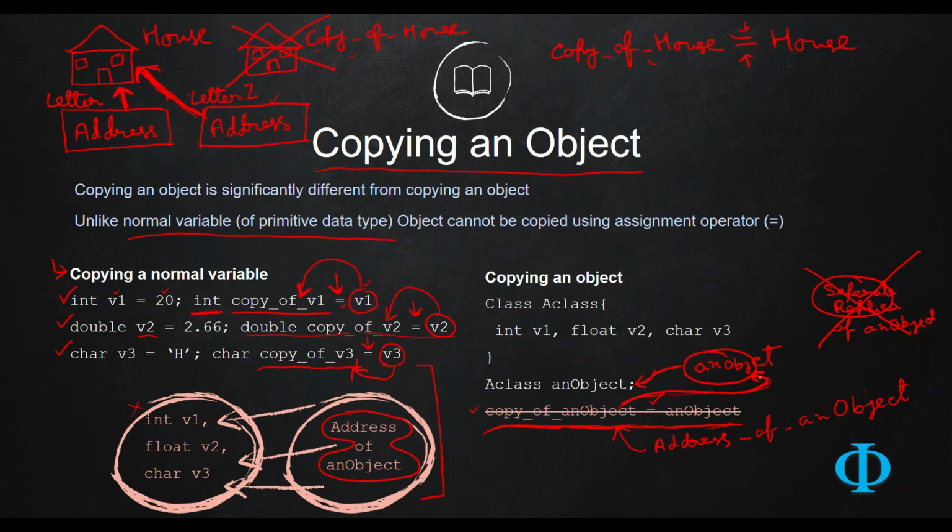So once again, with a normal variable of primitive data type, if you use the assignment operator, it creates an entirely new variable and copies the content of the previous variable into that new variable. But when you use this assignment symbol to copy an object, it does not make a separate replica of the object. Rather, it just copies the address of the object and starts pointing to the same object.